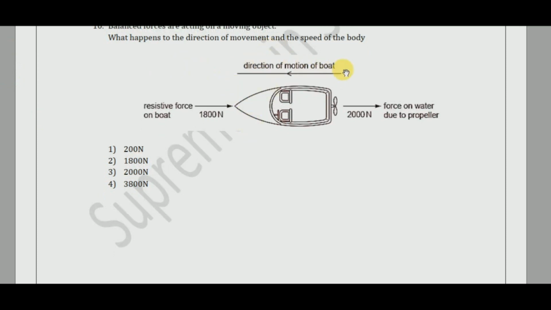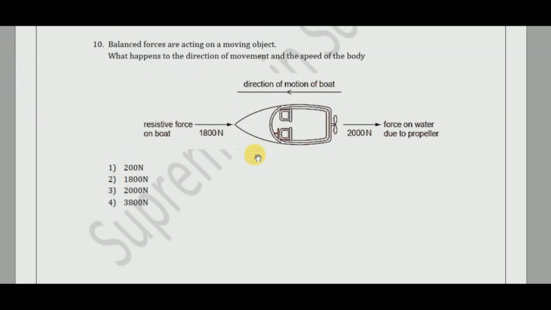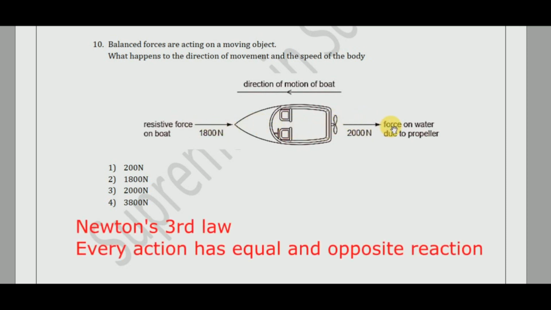Direction of motion of the boat. They are asking for the resultant force here. You can see this force is the resistive force acting here, and this is the force propelled by the propeller in that motorboat. So if both are in this direction, we have a doubt now. What is the thing that causes this object to go forward? Both forces are acting in this direction, right?